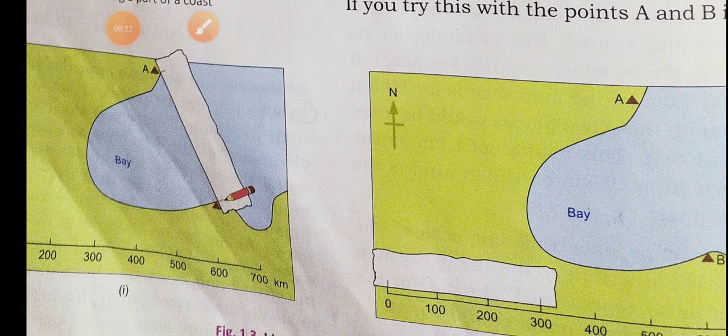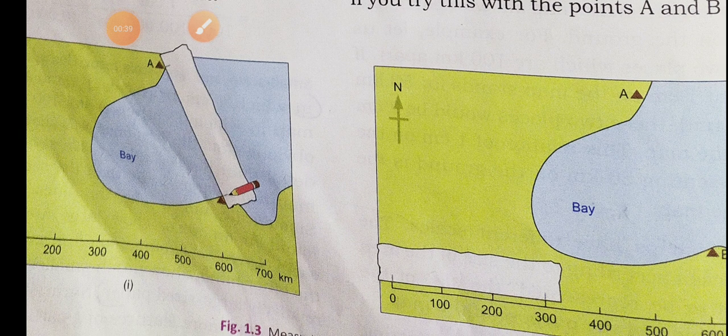Okay, in this lesson we learned about the definition of map. What is a map? A map is a representation of any area of the earth on a flat surface. And types of maps, we learned about different types of map.